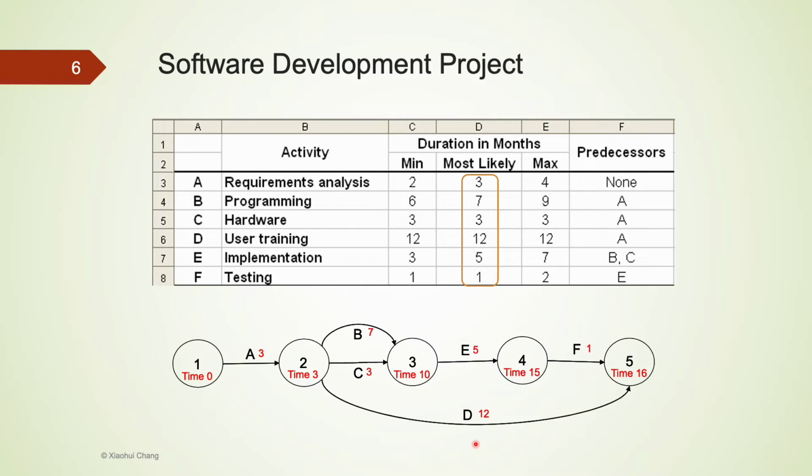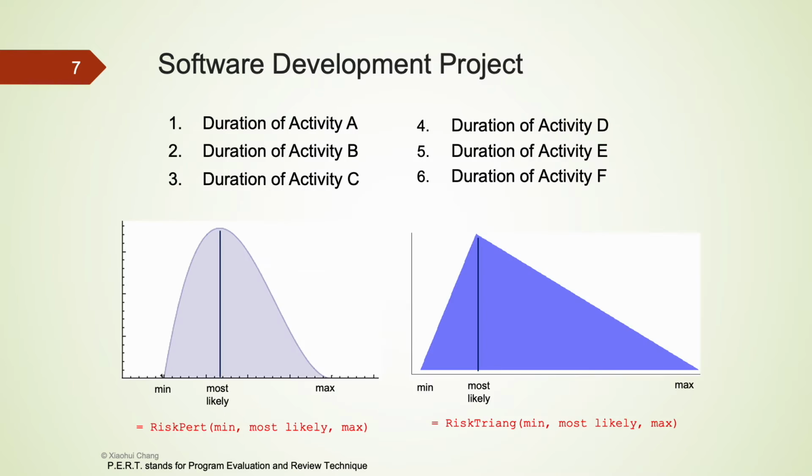Regarding the elements of the business simulation, the duration of each activity is clearly the probabilistic input that we have to generate. Once we know the completion time of each activity, we can compute the total completion time of the entire project using this diagram. But how do we generate these probabilistic inputs?